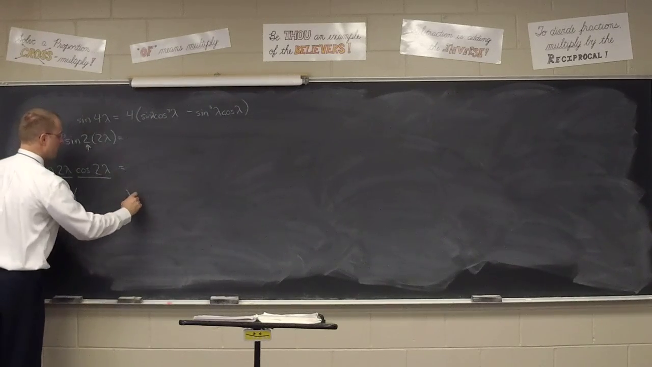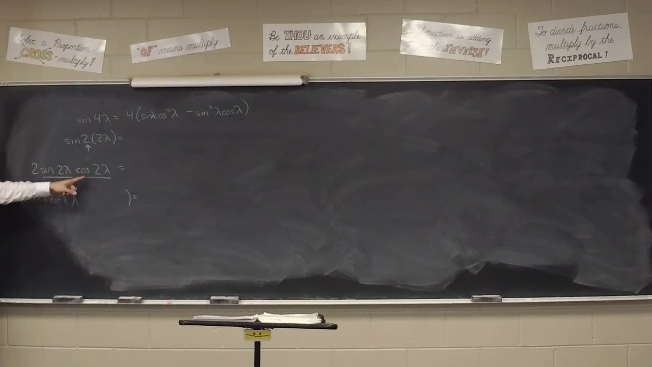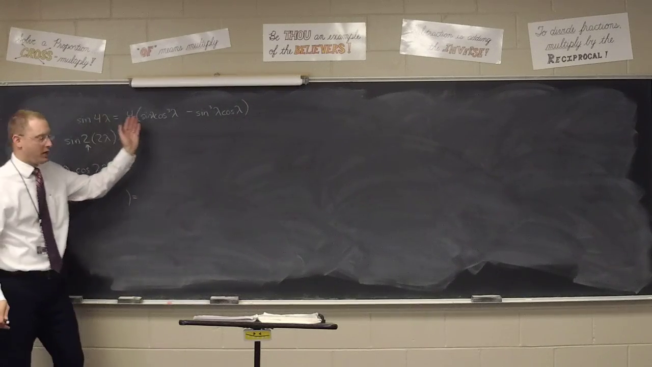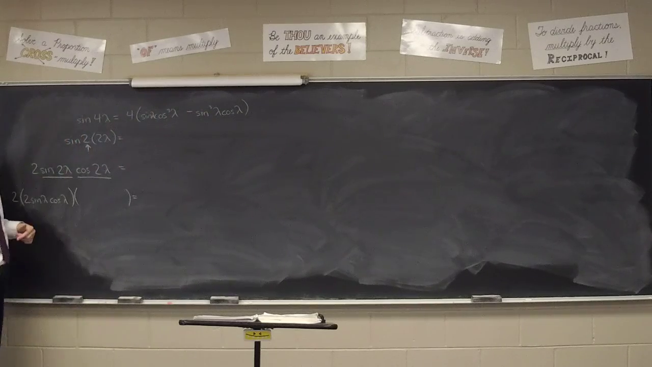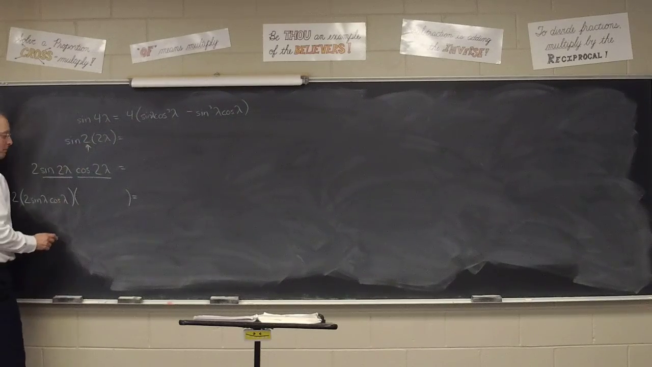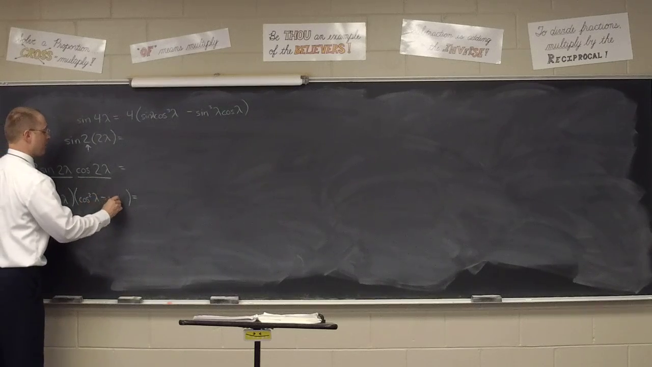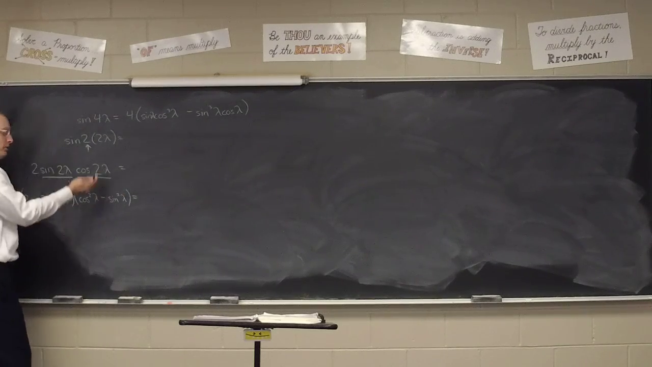Now, remember, there are 3 forms for cosine double angle. It just depends on what you want. If you only want sines, you do 1 minus 2 sine squared lambda. But I don't want only sines. If I wanted only cosines, I do 2 cosine squared minus 1. But I don't want only cosines. I want sines and cosines, so what should I write for cosine 2 lambda? Cosine squared minus sine squared. And in each case, what's being doubled? Lambda.